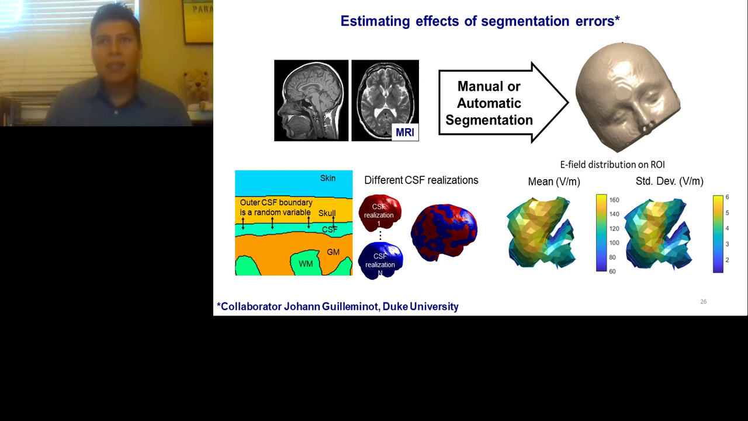To estimate how these possible errors result in uncertainty in the predicted electric field, we treat tissue boundaries as random variables. Here I show a CSF, and different realizations of the CSF differ slightly to account for tissue boundary uncertainty. Then we can run a Monte Carlo to determine the electric field uncertainty due to possible errors in the CSF discretization. And here is an output of the expected electric field and a standard deviation. We are currently extending this framework to tissue interfaces like gray matter and white matter.